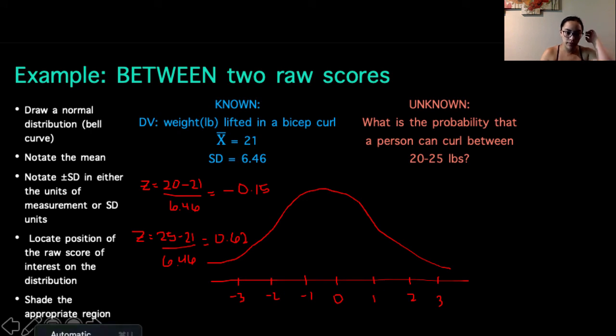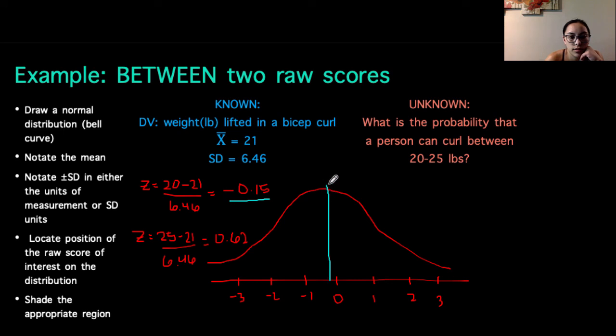And I'll do these in different colors, so this one will be cyan. So negative 0.15 is relatively going to be about right here. So that's this guy. Okay. And the probability that we get from our z-table when we look up this value is going to be noted as this region here.